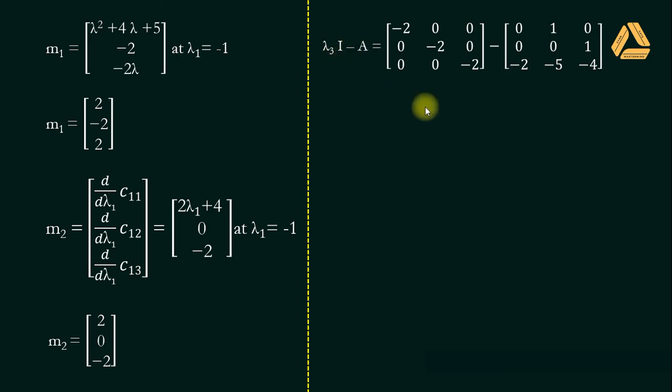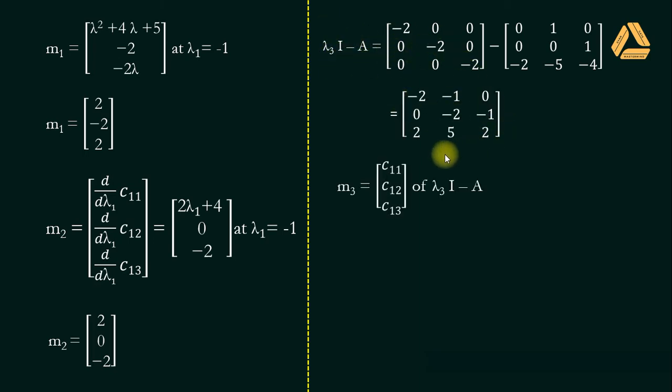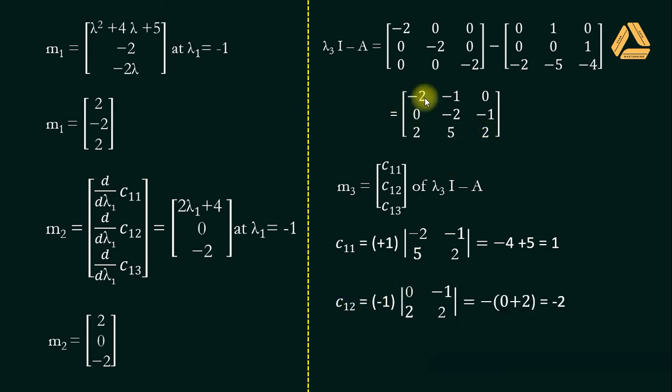Coming to the third eigenvalue. The third eigenvalue is distinct, right? So it is different, so substitute directly in this formula and you will get the matrix, and from this matrix you find the cofactors of the first row. C11 is given by -2, -1, 5, 2, and C12 is given by 0, -1, 2, 2, and C13 is given by 0, -2, 2, 5. Just find the cofactors of the first row, and you will get the M3 vector.